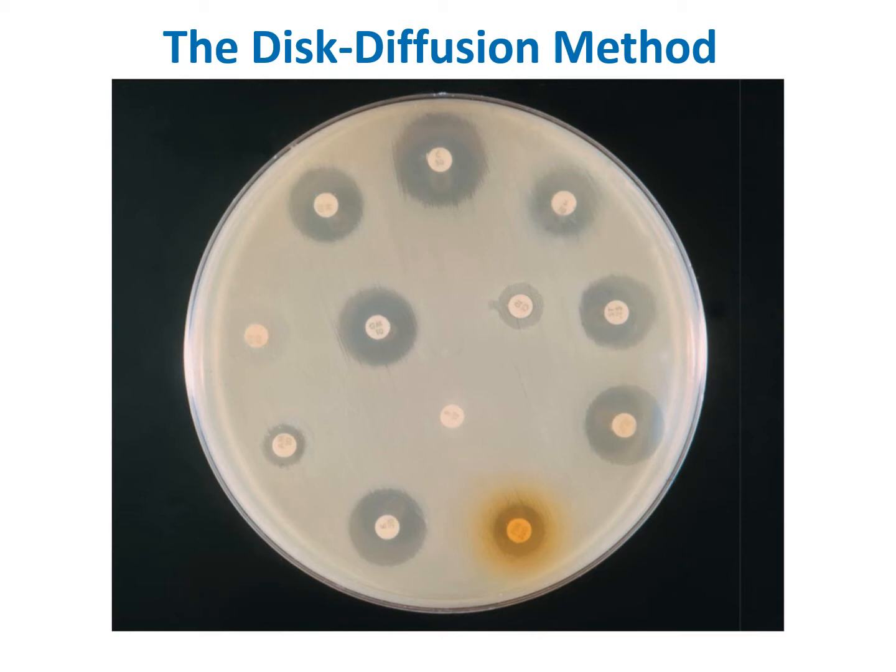Whenever the concentration of a drug is high enough to inhibit the growth of bacteria on the plate, there will be a cleared area, like this one, or this one, or this one. I think you get the idea. This cleared area is called a zone of inhibition.